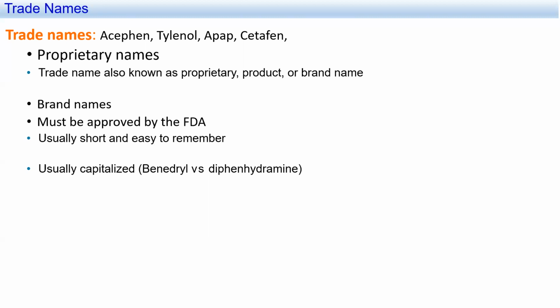There's an application called the new drug application. Once that is submitted and approved, that company has the right to market the drug for 17 years before it can be manufactured by another company.